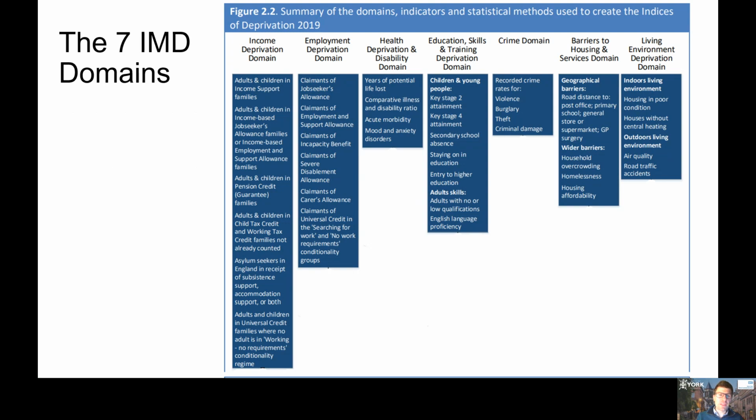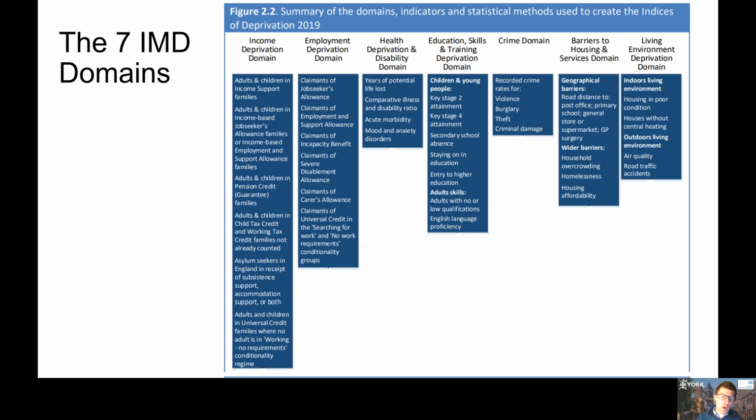And the index is made of 7 different domains, and each domain itself is made up of subdomains. So, for instance, the living environment domain has within it housing in poor condition, houses without central heating, air quality, road traffic. The crime domain is made up of violence, burglary, theft and criminal damage, and there are some whizzy maths to put these things together and come up with overall scores. The domains can then be combined to give the index of multiple deprivation for each small area, and areas can be ranked and scored to compare.